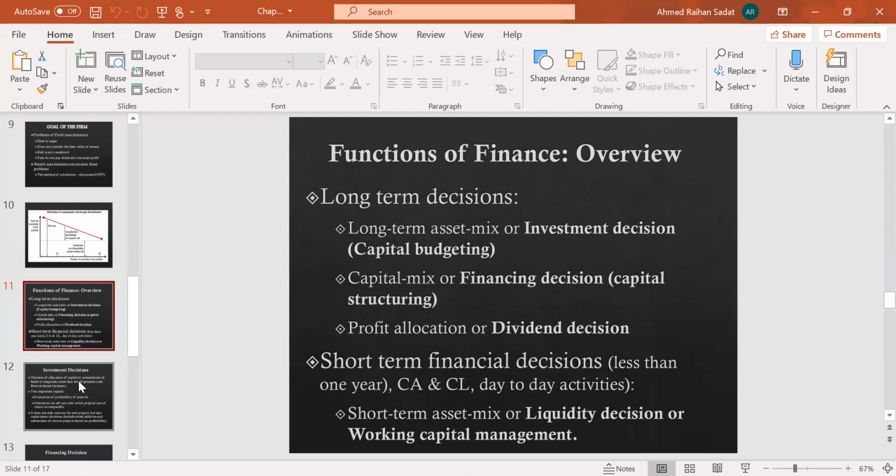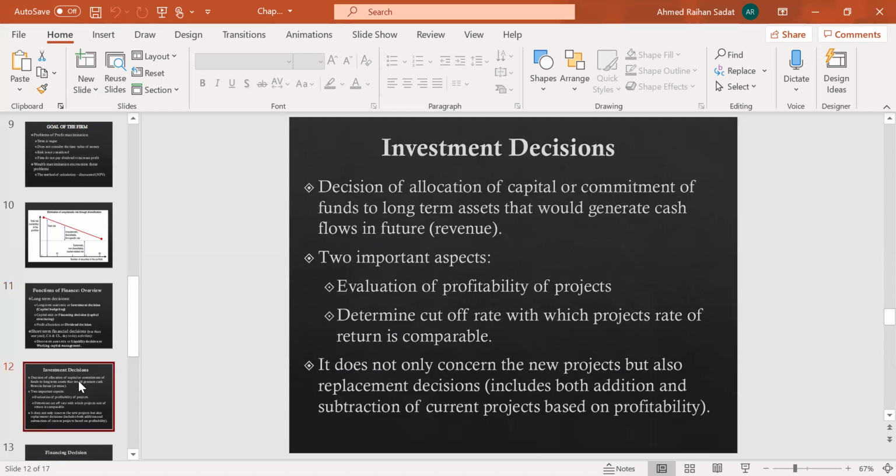Today, what I'm going to do is finish this chapter, pick each one of these functions and talk a little more elaborately. First of all, the investment decisions. These are decisions of allocation of capital, or a commitment of funds to long-term assets that would generate cash flows in the future, which is revenue. Ultimately, why do we invest in a project? Because we want the project to generate future cash flows, cash inflows.